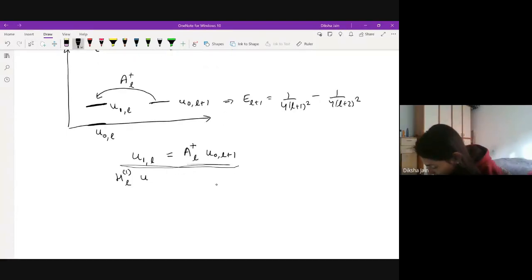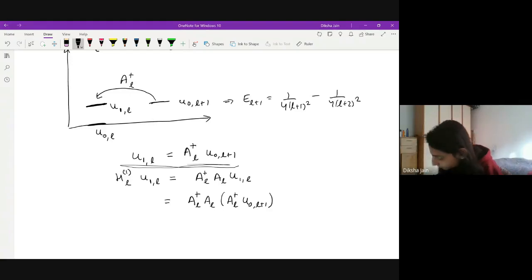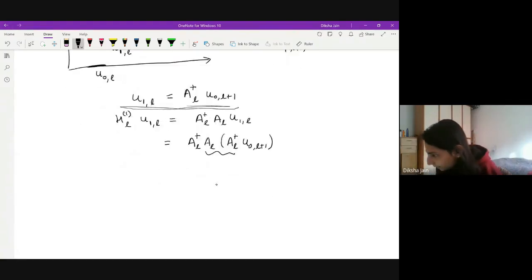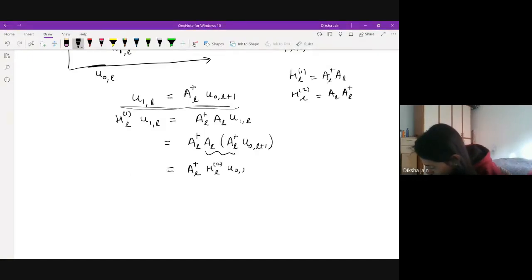So I'm applying H1 of L on U1 of L. What is H1 of L? It is A dagger of L, A of L, acting on U1 of L. This I can write as A dagger of L, A of L acting on A dagger of L of U0 of L plus 1. Now, remember H1 was A dagger A, and H2 of L was A of L A dagger of L. So this A of L A dagger of L is H2 at level L, acting on U0 of L plus 1.